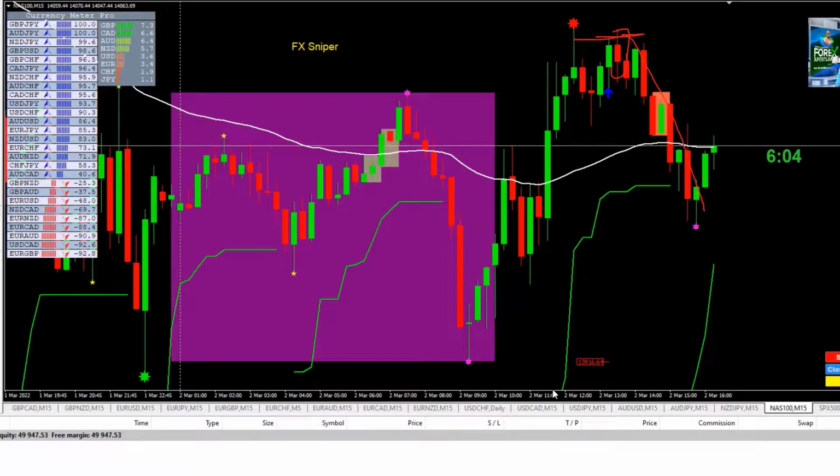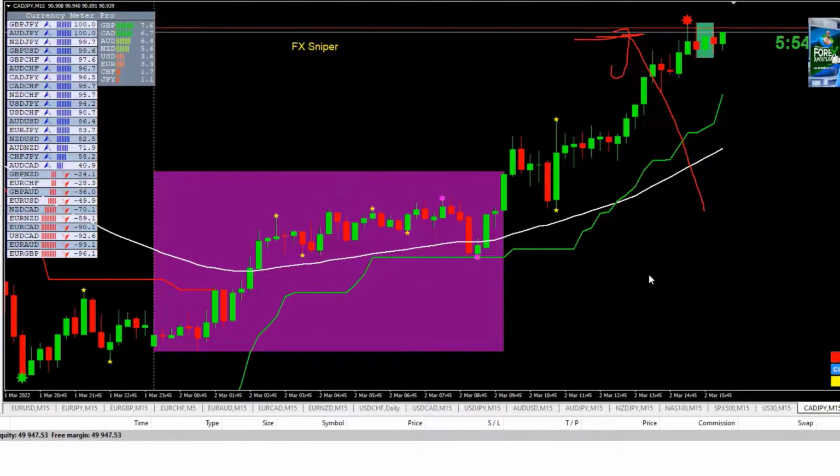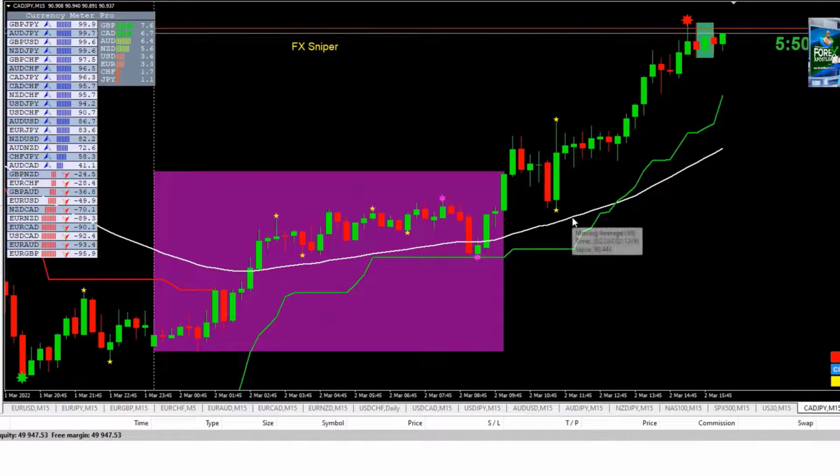Now, like a straight breakout, let's take a look at CAD yen. Actually traded that this morning. So CAD yen, as you can see, this is a straight breakout. Now, the reason why I was lucky to trade this morning was because I was able to personally capture this bullish engulfing candle right there.